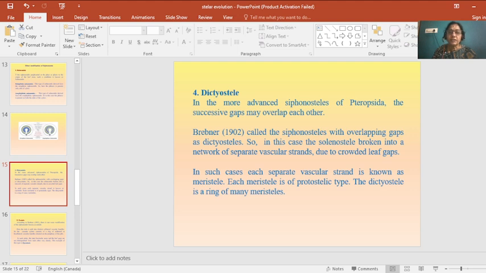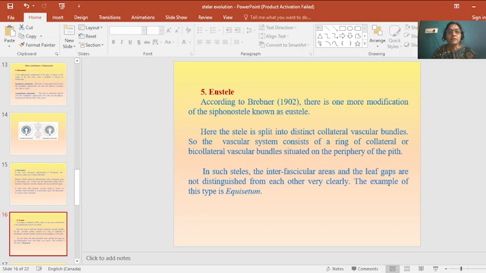So in this case, the solenostele breaks into a network of separate vascular strands due to crowded leaf gaps. In such cases, each separate vascular strand is known as a meristele, and each meristele is protostelic type.